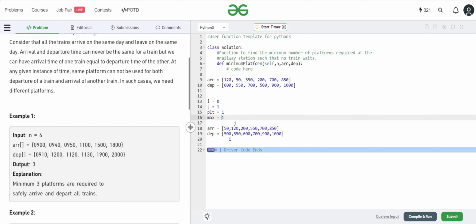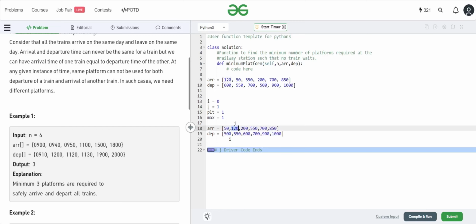Now, we're going to check whether the arrival time of this train is greater or lesser than the departure time of this array's very first element. The smallest departure time for any train is 500. So logically, if this train comes at 120, you'll need an extra platform anyway, because the minimum time any train can leave is 500.